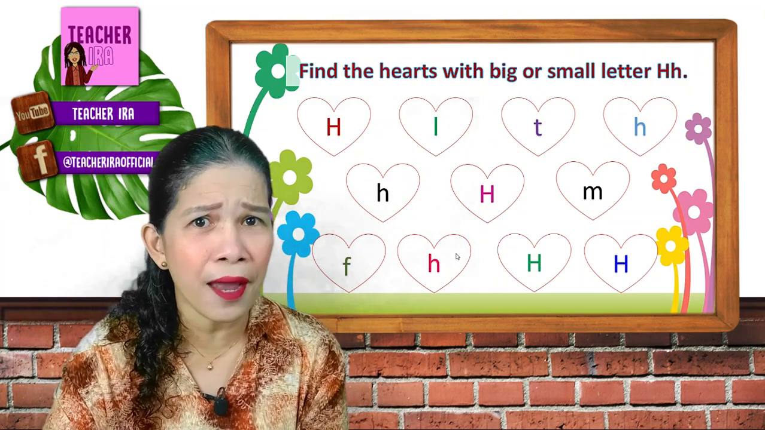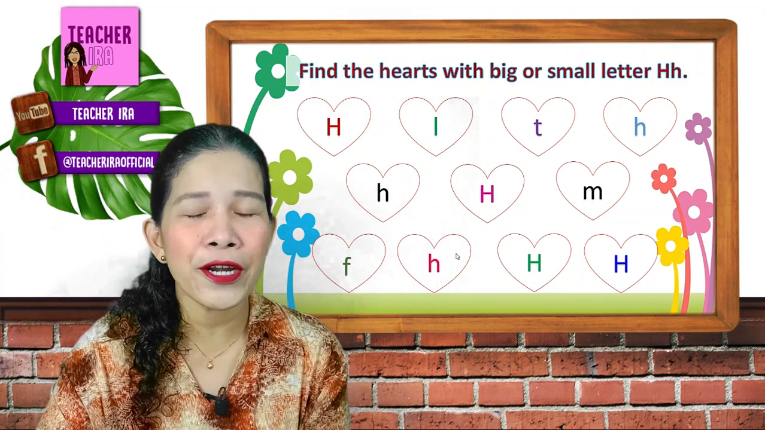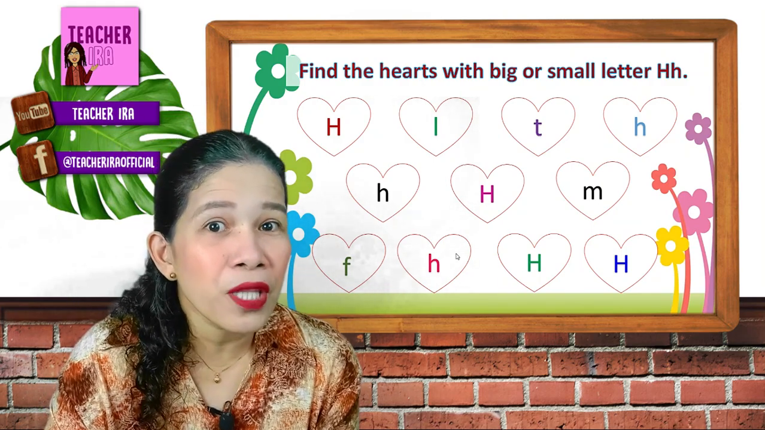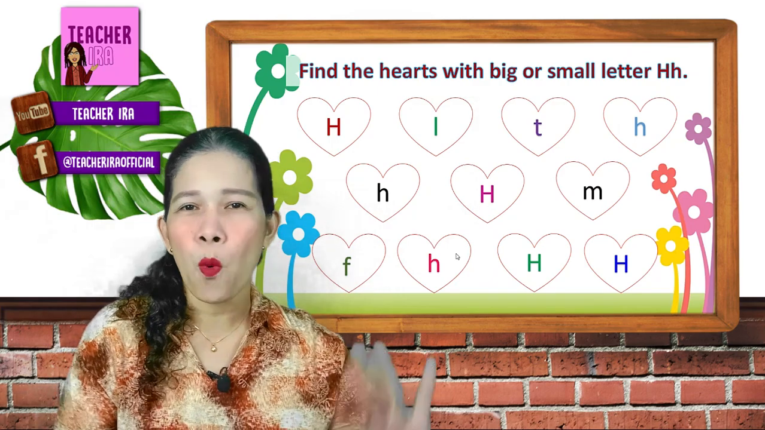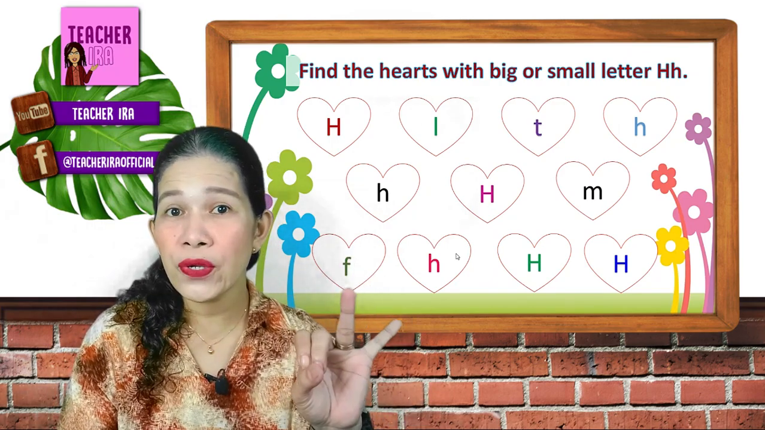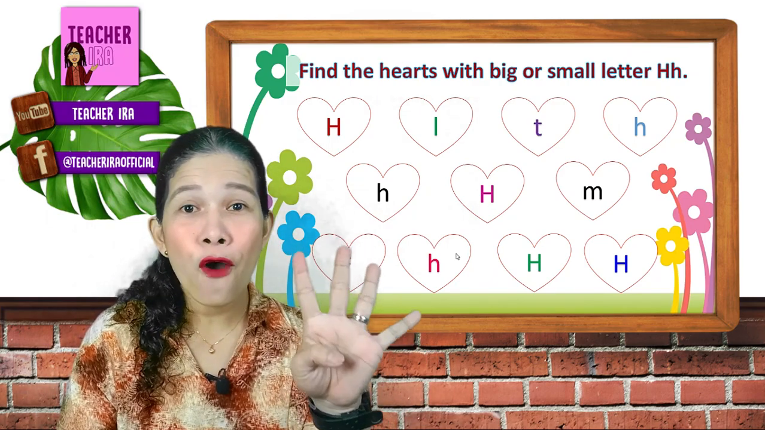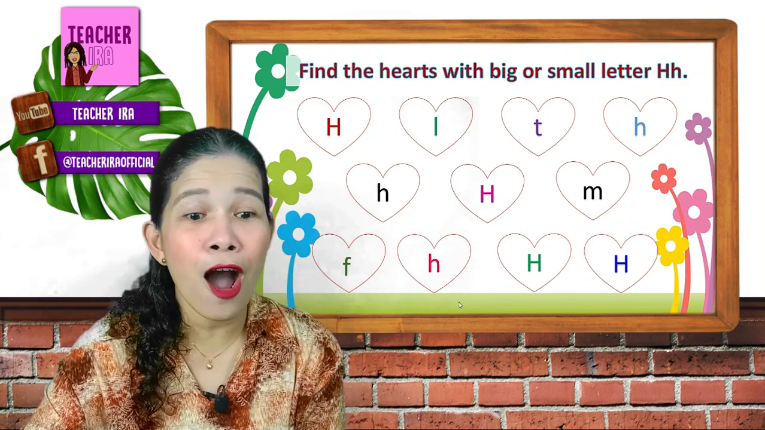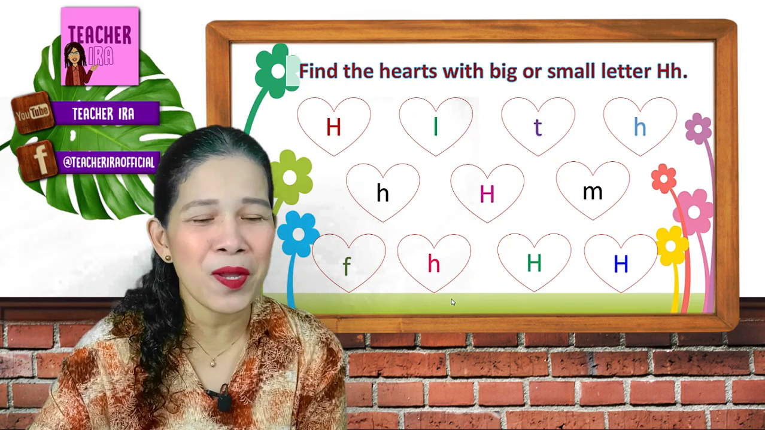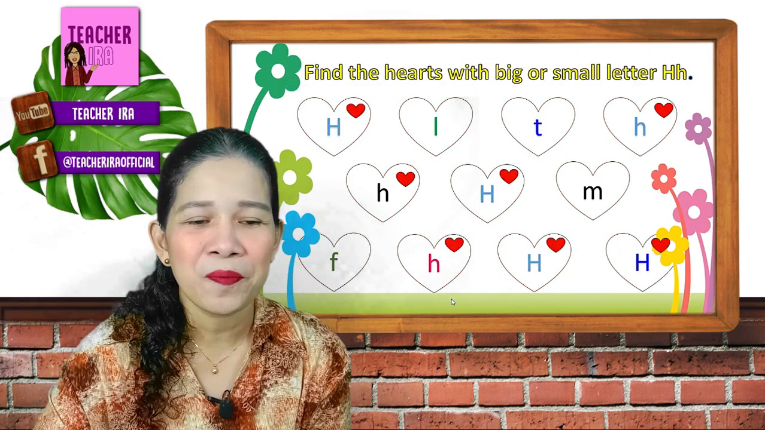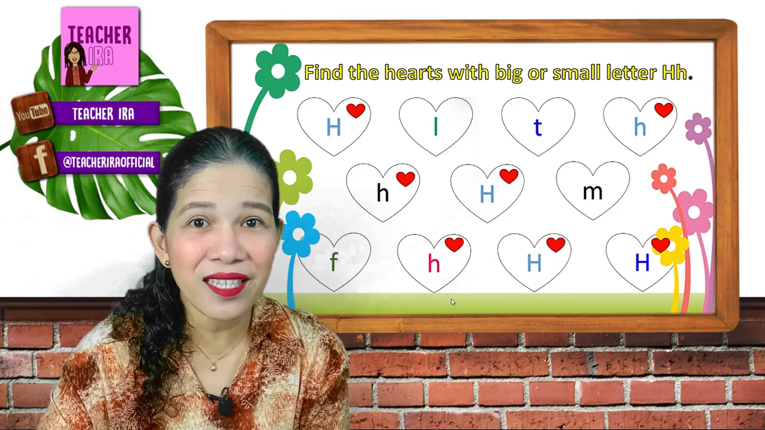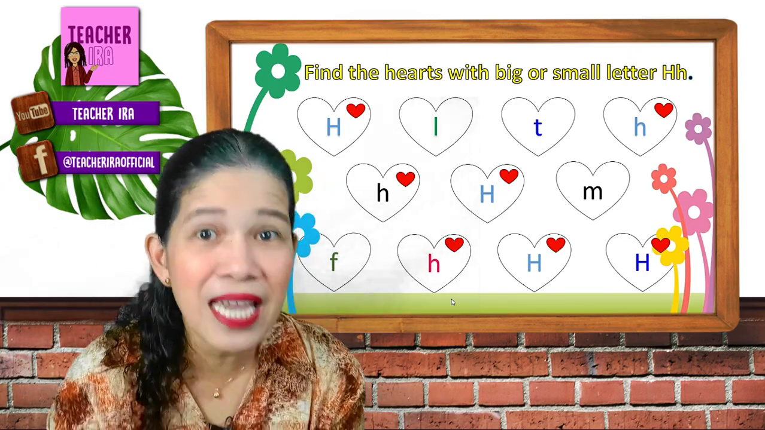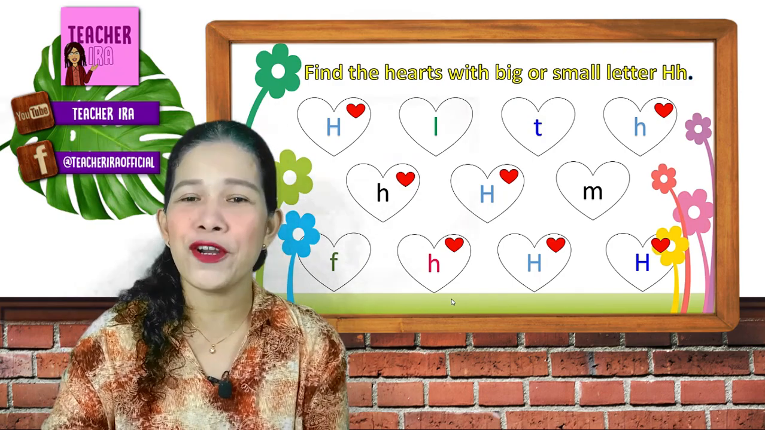Can you see those hearts there? Okay, heart. Heart begins with letter H. So now let's find all the H there in 5 seconds. Go. 1, 2, 3, 4, 5. Okay, I put heart inside the bigger hearts. You take a look at that. Did you get them right? Wow! So those are big and small letter H.